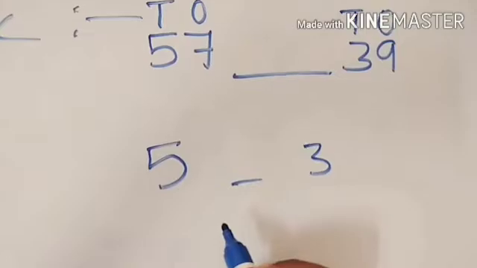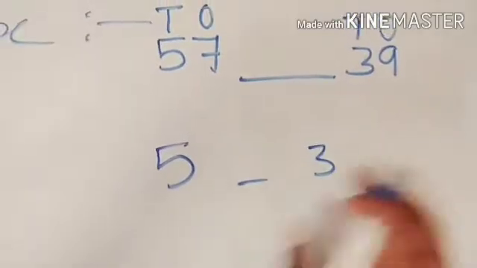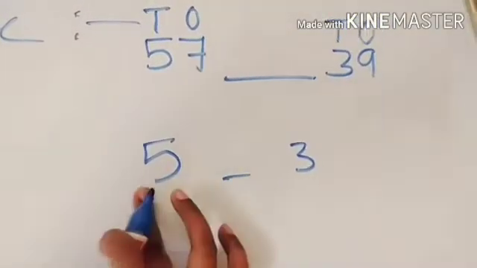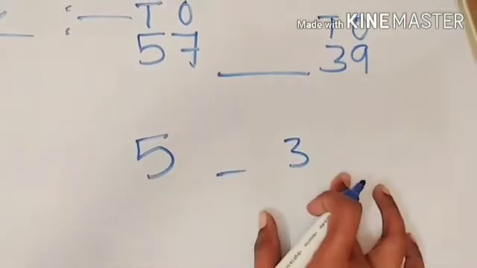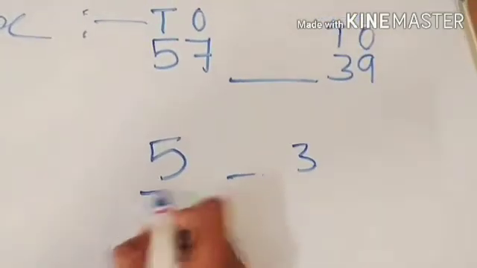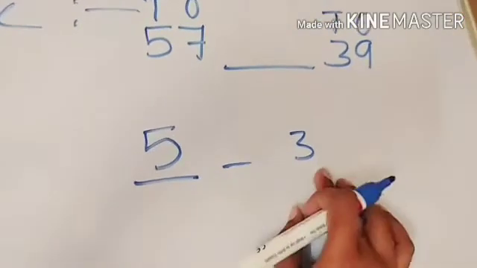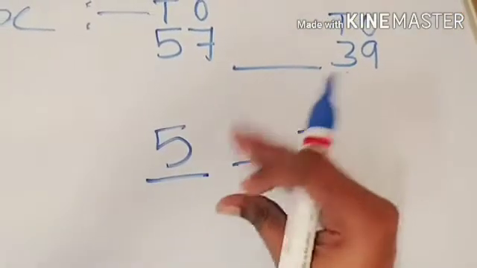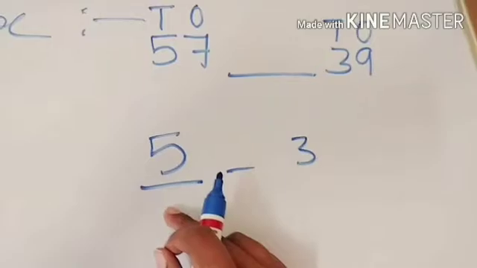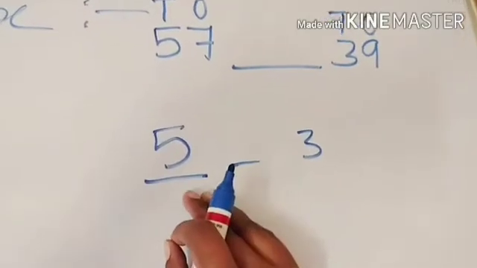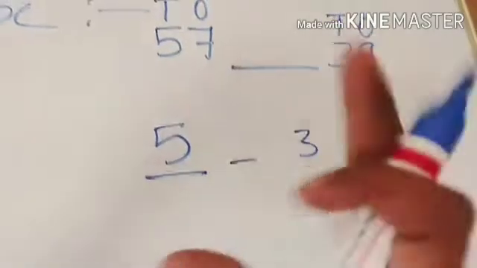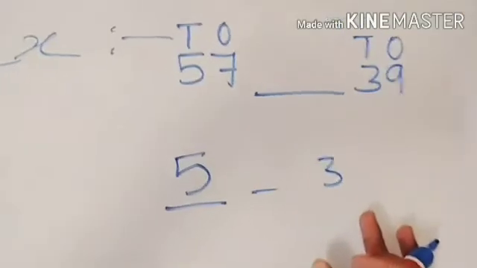So tell me students, which one is bigger number? 5 is a bigger or 3 is a bigger? Yes, 5 is a bigger number. So the crocodile is going to eat the bigger number. Okay, so the mouth of the crocodile will open towards the bigger number.